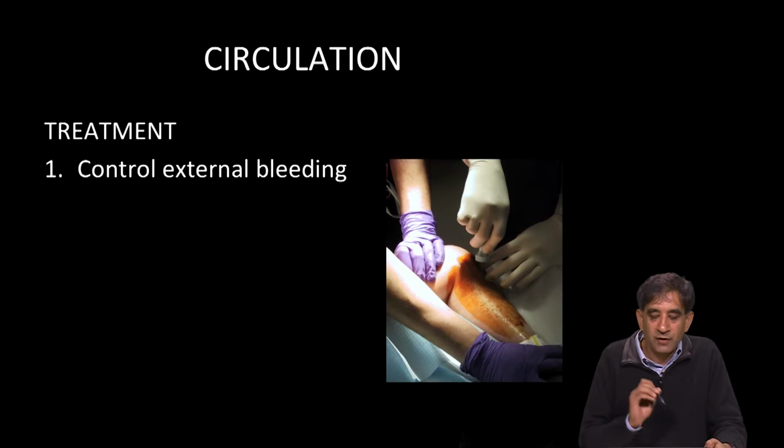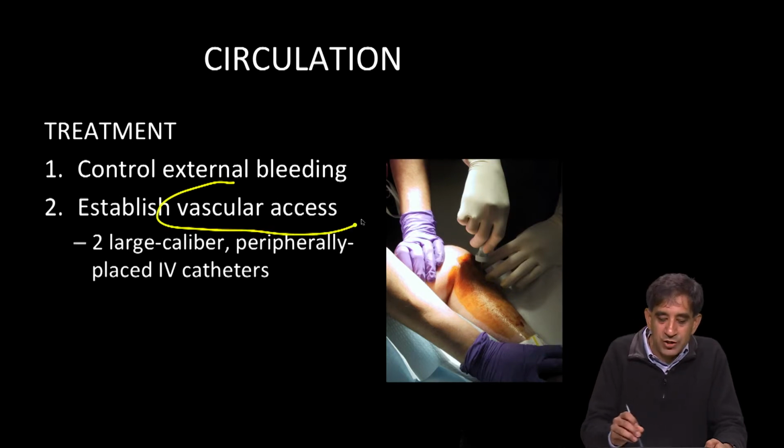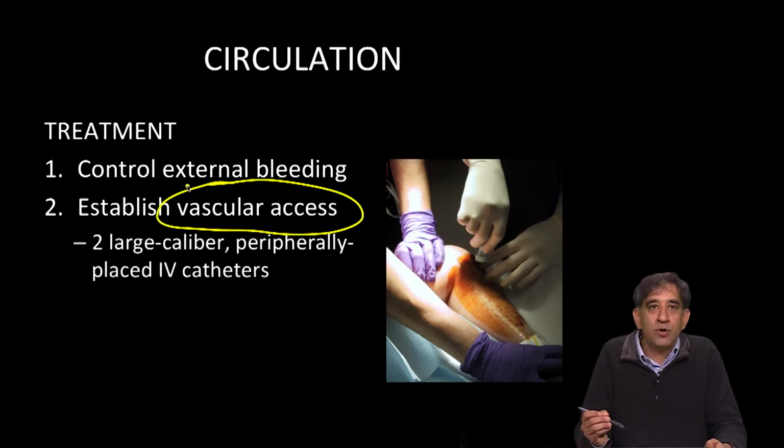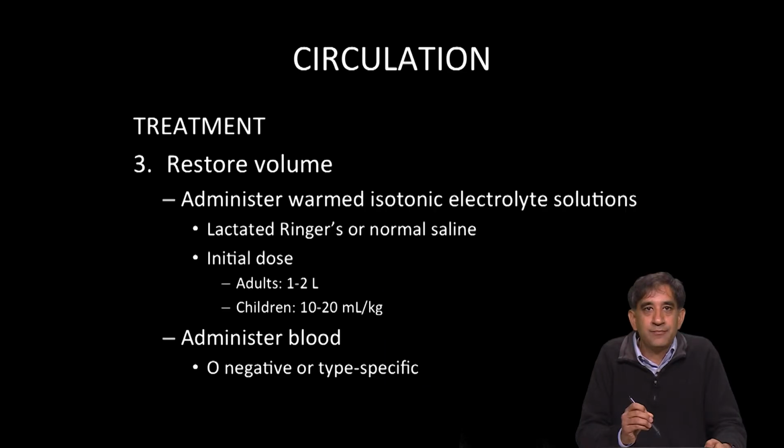In terms of the treatment of someone with a circulation problem, a trauma victim who has a circulation issue, the first step again is going to be to control external bleeding, as we mentioned, either through direct pressure or using a pneumatic device to stop the bleeding, or finally a tourniquet. And then you're going to want to establish vascular access. We always want to put in 2 large bore peripheral IVs, short and fat IVs, to deliver the maximum amount of volume over the shortest period of time. And then other options include central venous access, an IO, or a peripheral cut down if you need access in this trauma victim.